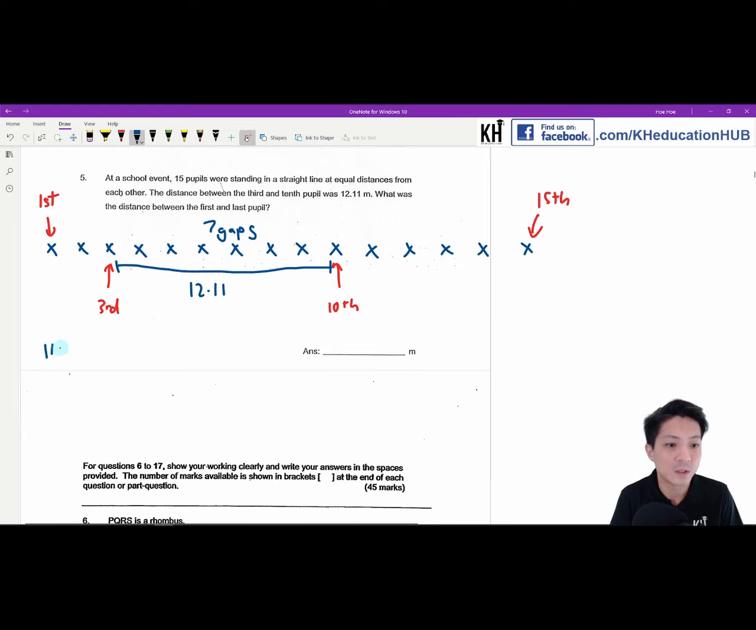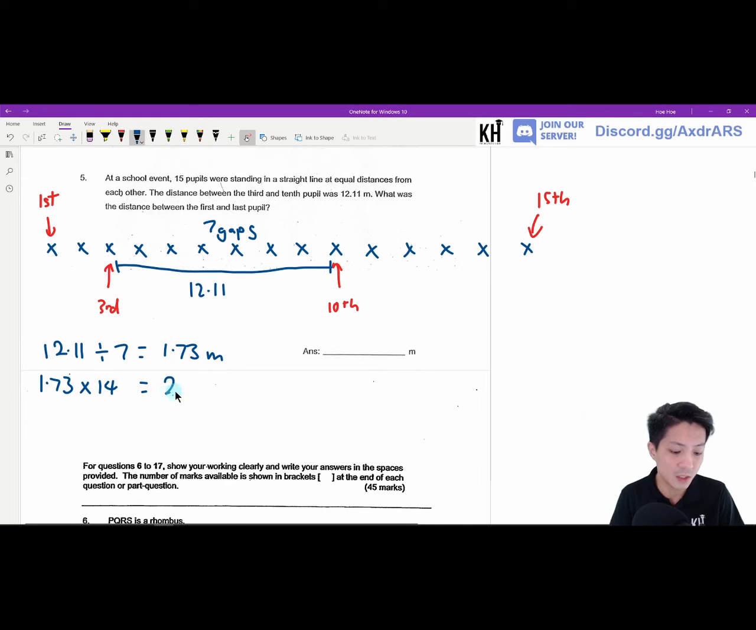So the first step is we're going to find the distance of each gap. 12.11 divided by 7 gives me 1.73 meter. Now, what's the distance between the first and the last pupil? There are 14 gaps, so 1.73 times 14 is going to be 24.22 meter.